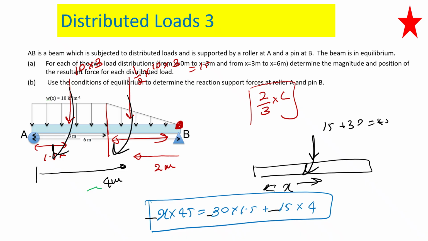What is x? For example, 45 plus 60 divided by 45. Am I right? 2.3 meters. Is that right?